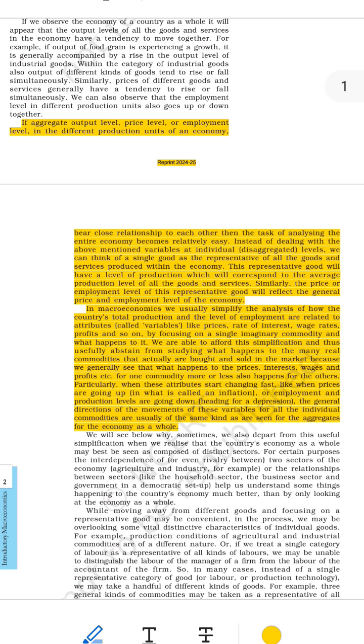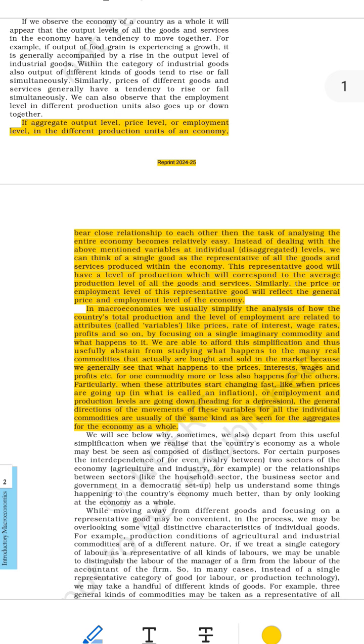3. What do we do to make studying easier? We create one imaginary product. It's not real, but it acts like all real things combined. This one item is called a representative good. It represents the whole economy. We look at its price, its production, and its jobs. These things show what's happening to everything in general.